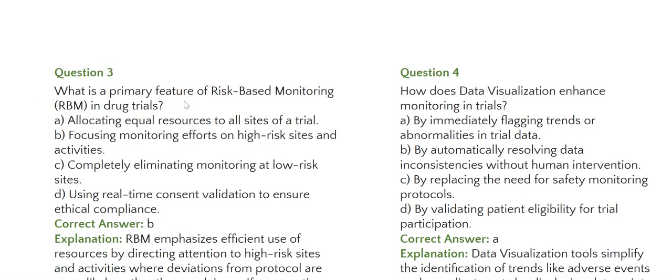Question 3: What is a primary feature of risk-based monitoring (RBM) in drug trials? A, allocating equal resources to all sites of a trial. B, focusing monitoring efforts on high-risk sites and activities. C, completely eliminating monitoring at low-risk sites. Or D, using real-time consent validation to ensure ethical compliance.